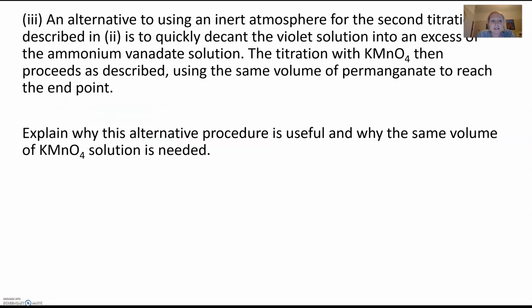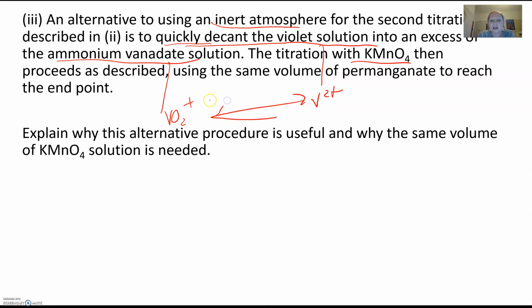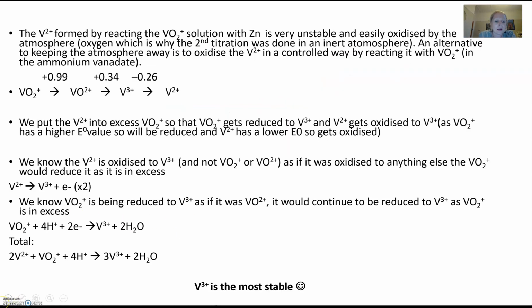The final part here says an alternative to using an inert atmosphere, so no oxygen for the second titration, is to quickly decant the violet solution, which is the V2+, into excess ammonium vanadate, and so that's your VO2+, and then do the titration. So they're saying that instead of having no oxygen, you can actually react these two together and then do the titration. So explain how this is useful and what's happening.